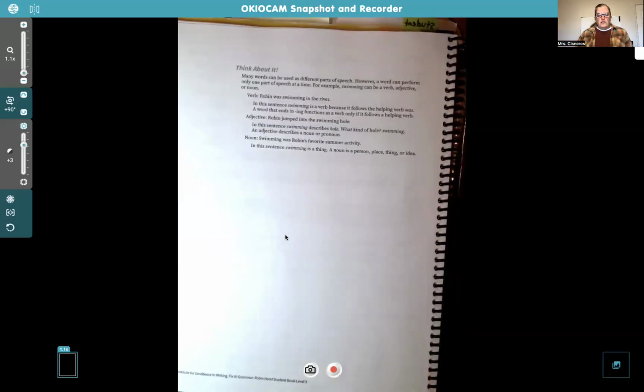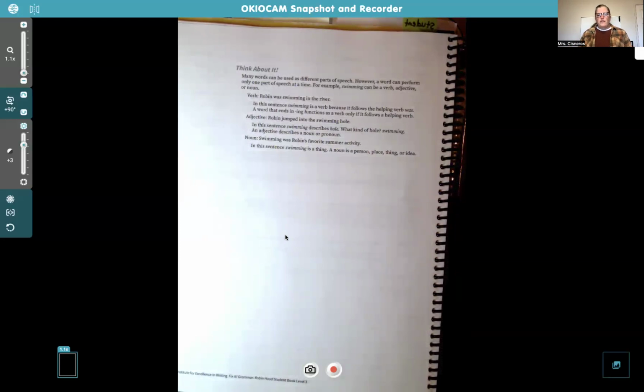Okay, on this page, it's a think about it page. It's page 62. You're going to think about the word swimming. And when you first hear that word, you might think, oh, well, that's easy. That's a verb, right? Swimming, something you do, right? Well, that's true. It is. But it depends on how it's being used in the sentence.